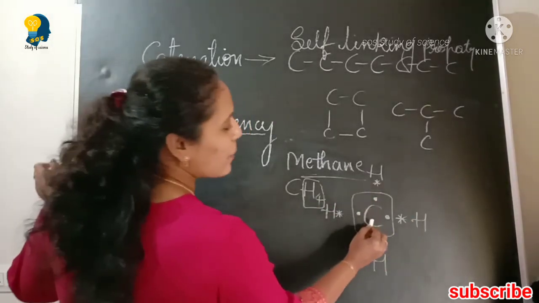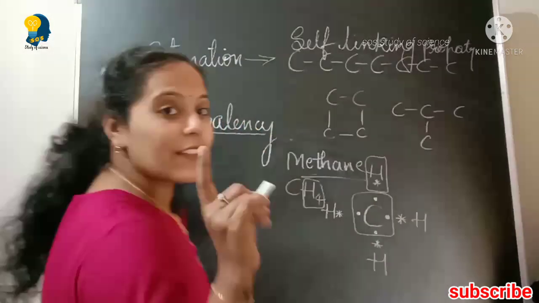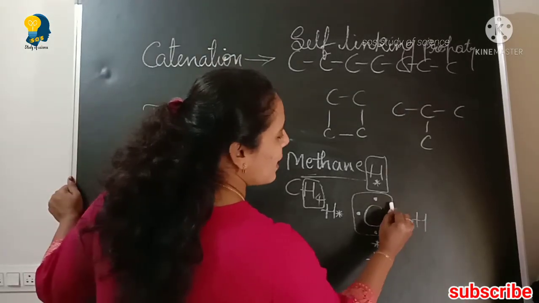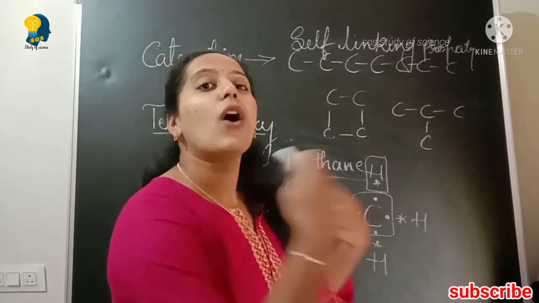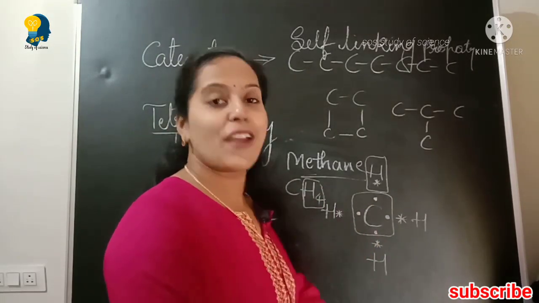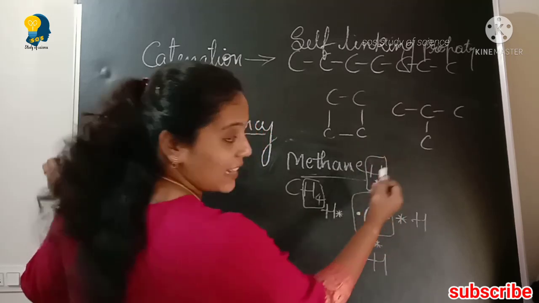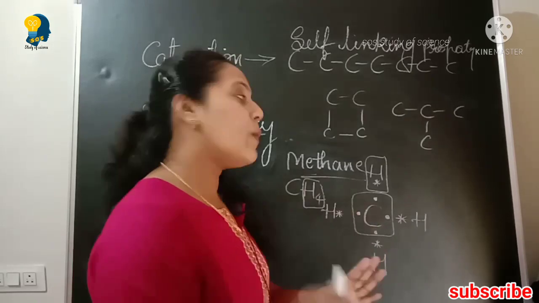Okay, and this carbon is bonding with the monovalent element, that is hydrogen, which has only one valence electron. So now what happened? You know that carbon cannot donate or receive. It will share the electrons. So the carbon is sharing the electrons with the hydrogen, thereby creating the covalent bond.